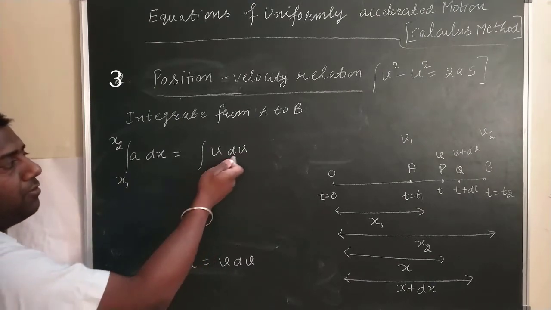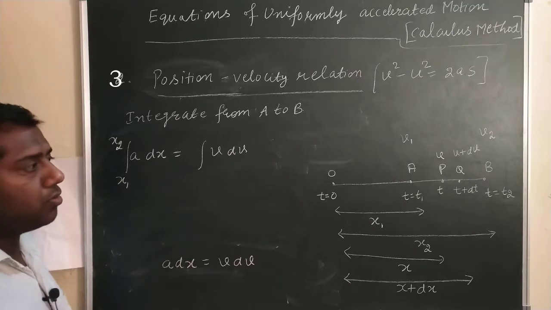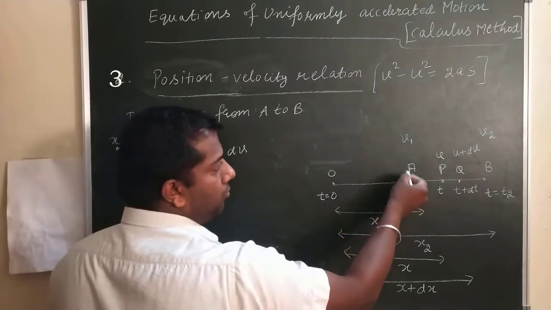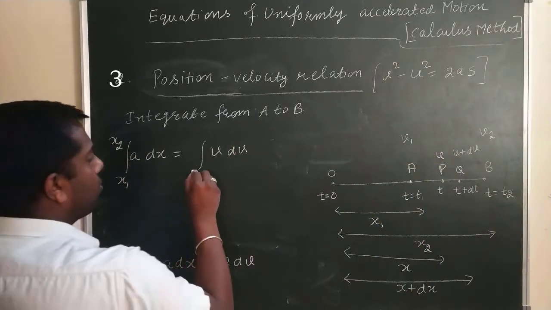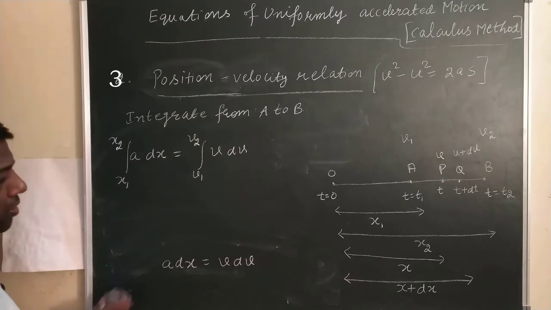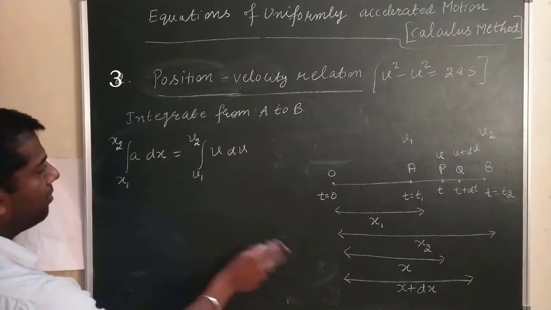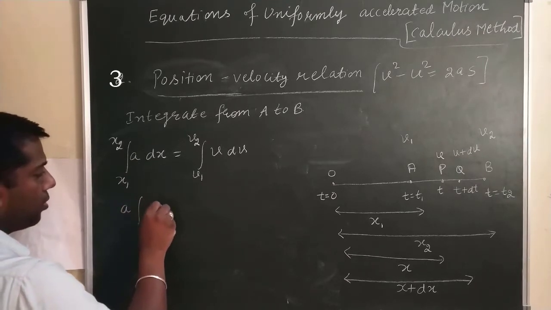On the right hand side we will put the limits for the velocity, because we are doing the integration with respect to velocity. For point a, velocity is v1, and for point b, velocity is v2. So I will write down v1 and v2. Clear? We know that acceleration a is constant, so we have this relation.